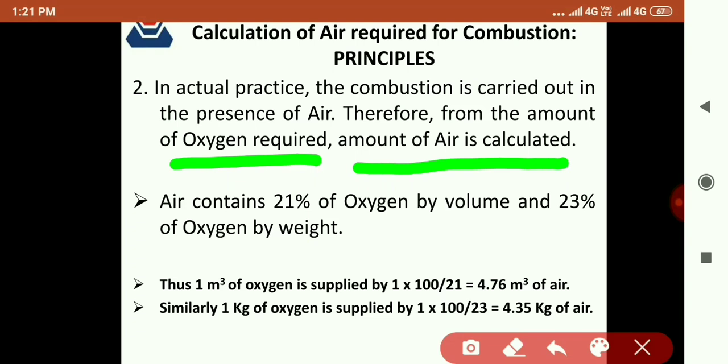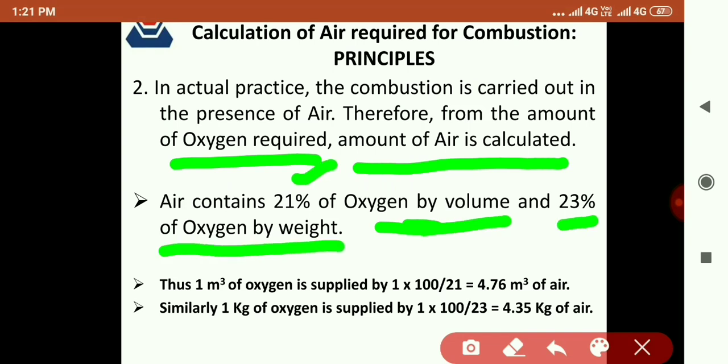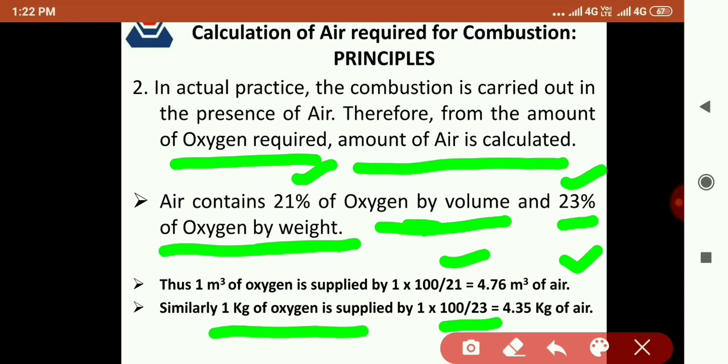So the basic principle is that air contains 21% of oxygen by volume and 23% of oxygen by weight. So you have to remember this and this. So 21% of oxygen by volume and 23% of oxygen by weight. So here we can see that 1 meter cube of oxygen is supplied by 1 into 100 upon 21, that is 4.76 meter cube of air. Similarly, 1 kg of oxygen is supplied by 1 into 100 upon 23, that is 4.35 kg of air. So this we have to remember.